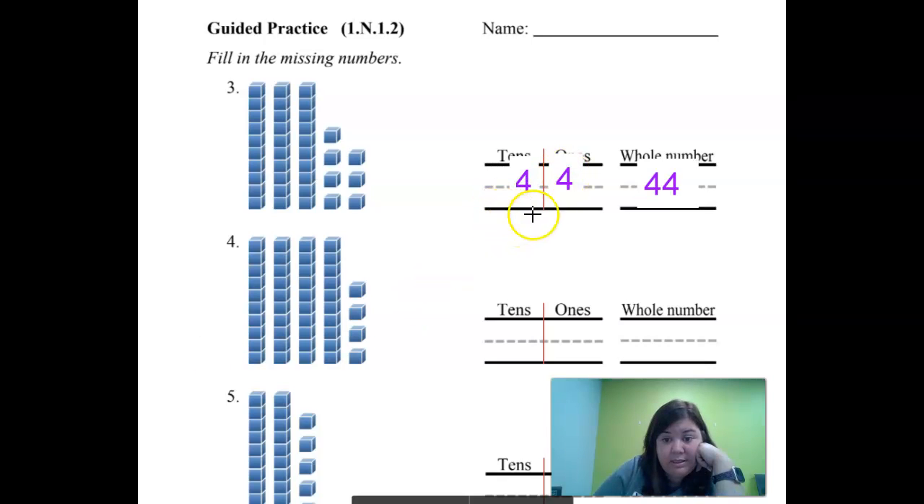We've got 4 tens and 4 ones. 1, 2, 3, 4. Remember, these are always tens. 1, 2, 3, 4. And then the ones are 4, which makes a whole number of 44. Is that what you got? Let's try number 5. Look at number 5. Pause the video and get your whiteboard or your piece of paper and do number 5.